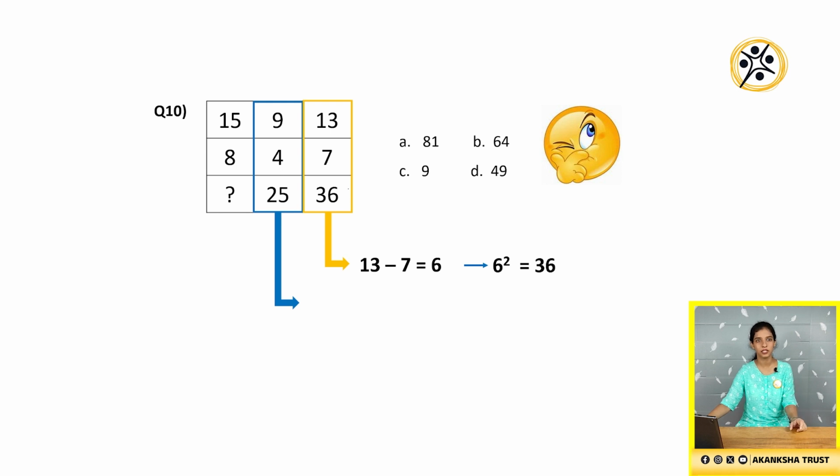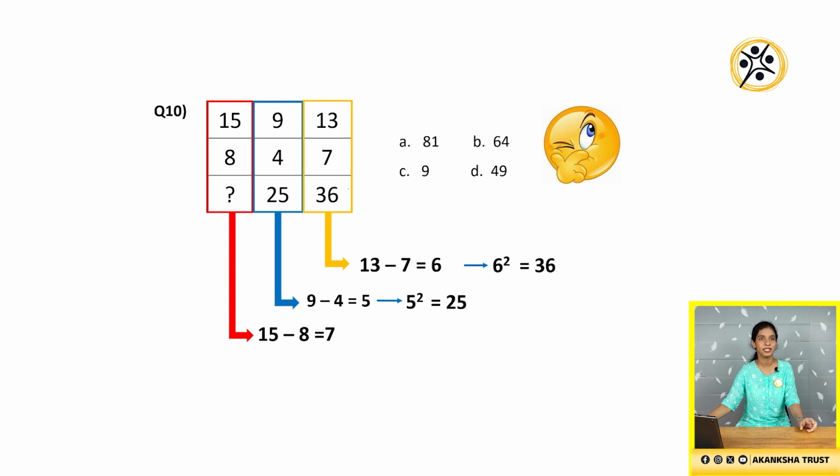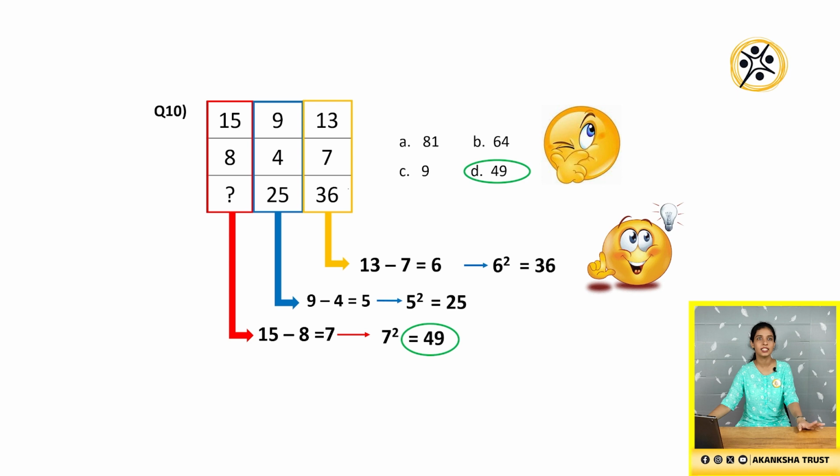So let us confirm this relationship by cross-verifying it with the second column entries as well. So 9 minus 4 gives you 5 and square of 5 is 25. So 25 is the third row entry. So let us apply the same relationship for our first column, that is 15 minus 8, that is 7. Square of 7 will be 49 and we have 49 in our option, that is option D. So the correct answer in this case is option D, 49.